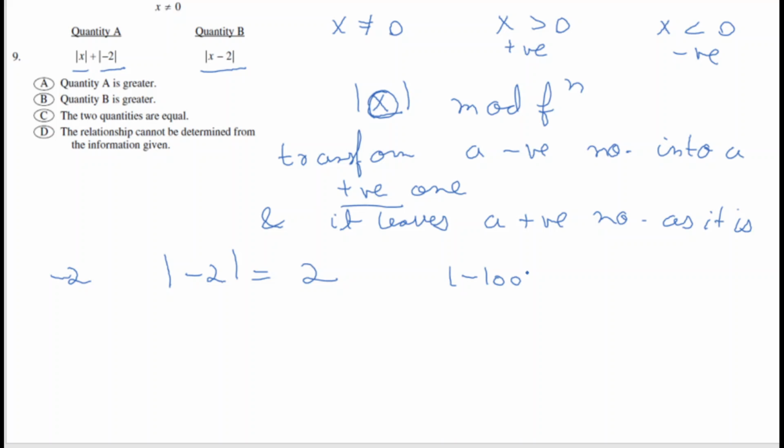If I have minus 100, then it will return me 100. However, if I have a positive number, say plus 10, then it will return me 10 as it is. Essentially, the mod function removes the negative sign from the number supplied within that function. Okay, now since I know what this mod function does, I'll try to solve this question.